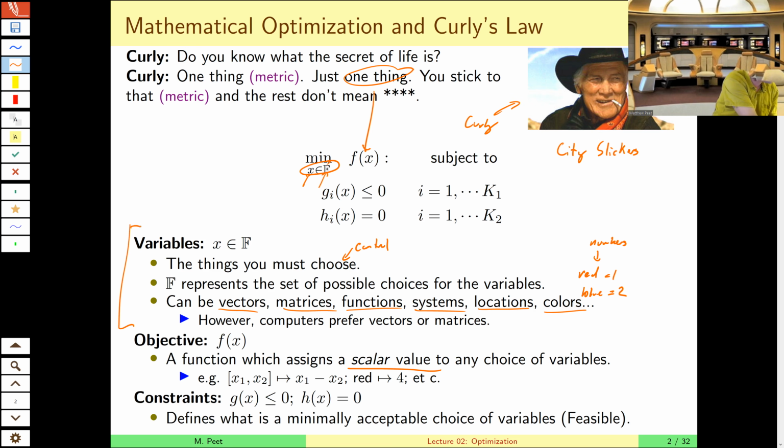First thing you want to consider: what can I change? The next is what I'm trying to do. Right? What's the meaning of life? And that's the objective function. Obviously, it should depend on the variables.